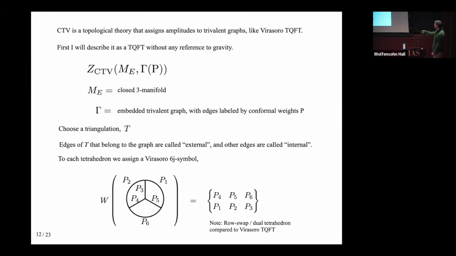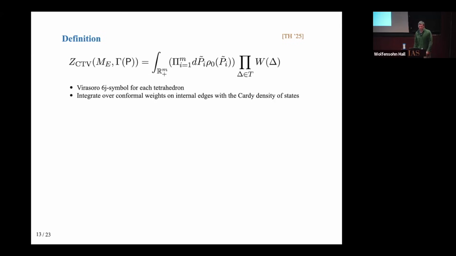We've seen the 6J symbol before, but it's important that the rows have been swapped here. Before it was P1, 2, 3, and 4, 5, 6, and now it's 4, 5, 6, 1, 2, 3. This dualizes the tetrahedron, swapping faces for vertices. Now I can define the amplitude of CTV. So we give the Virasoro 6J symbol for each tetrahedron and take the product of all those. And then we integrate over the conformal weights on all of the internal edges with the Cardy density of states, rho 0. That's the definition of the CTV partition function.